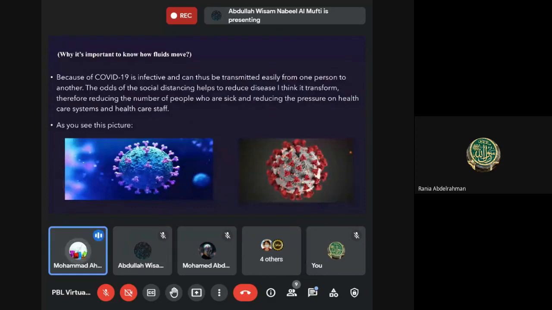Okay, and now we're going to be talking about the fluids that move in COVID-19. As we understand from these pictures, fluids can be transmitted easily from one person to another. But social distancing helps to reduce disease. We need to reduce the number of people who are sick, and to understand how, we use physics and create a system. You can go to the next slide, Abdullah.